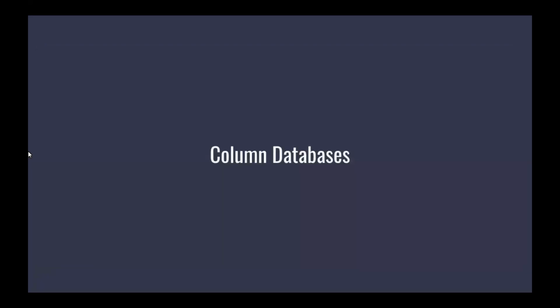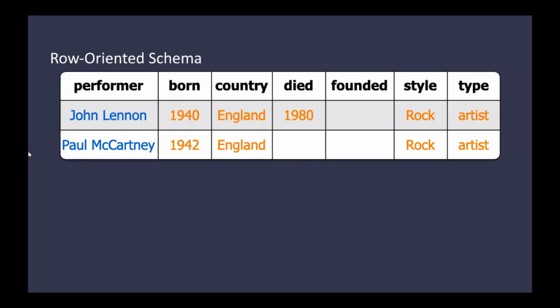So finally, we turned to column-oriented databases, which ended up being what we needed. These take the familiar row-oriented schema of relational databases and flip it on its head. Here, we've got two members of the Beatles represented in a familiar row-oriented schema.